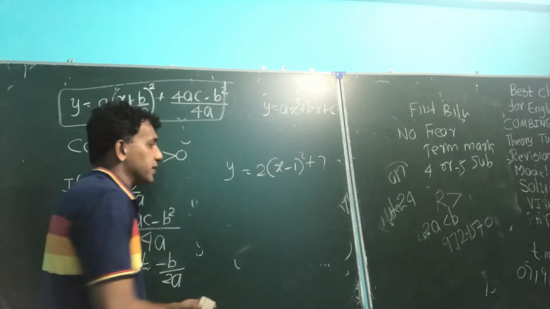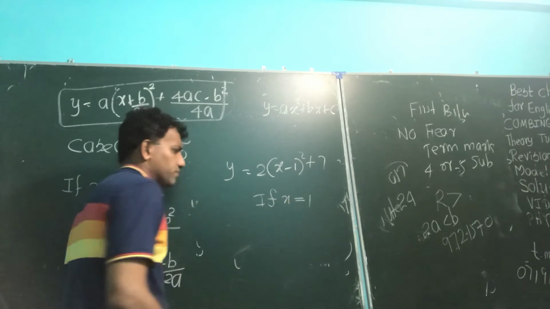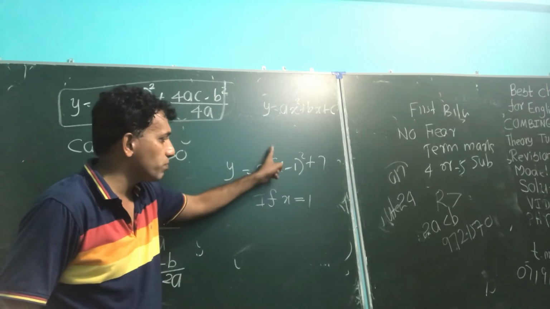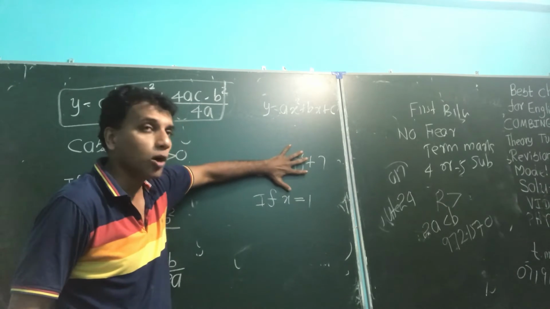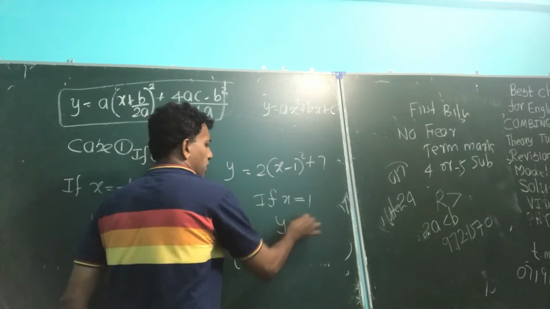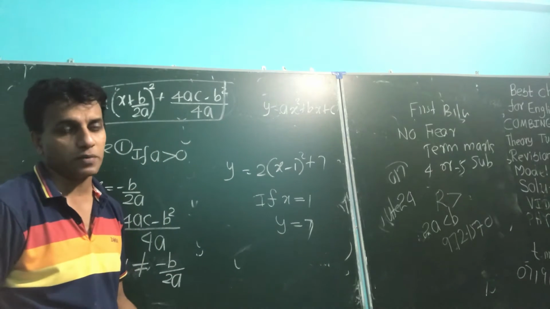See what happened here. If x is 1, what happened? If x is 1, this becomes 0. You put x as 1, and it is completely 0, right? So y is 7. If x is 1, y equals 7.